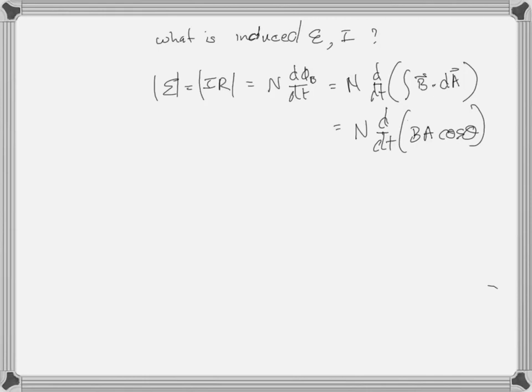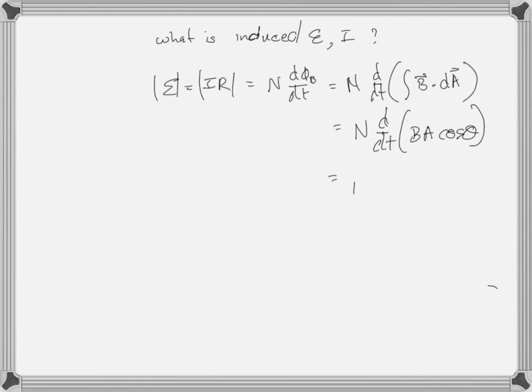It's the flux at any instant. It's BA cosine theta, right? Theta is going to be different at different times, but the flux at any instant is the magnitude of the field B times the area of the loop A. Neither of those change, times the cosine of theta. And theta is what changes.